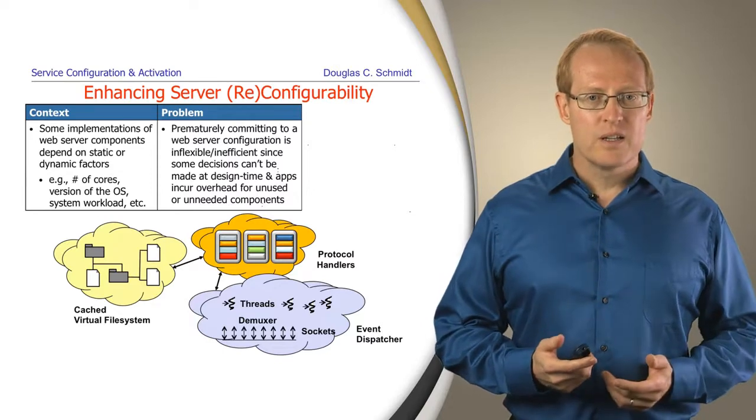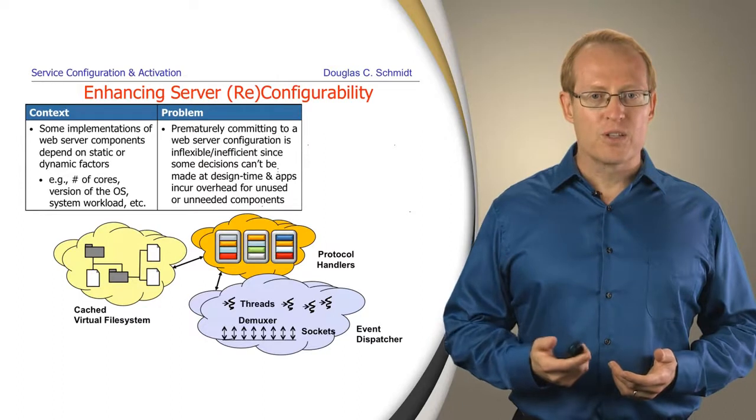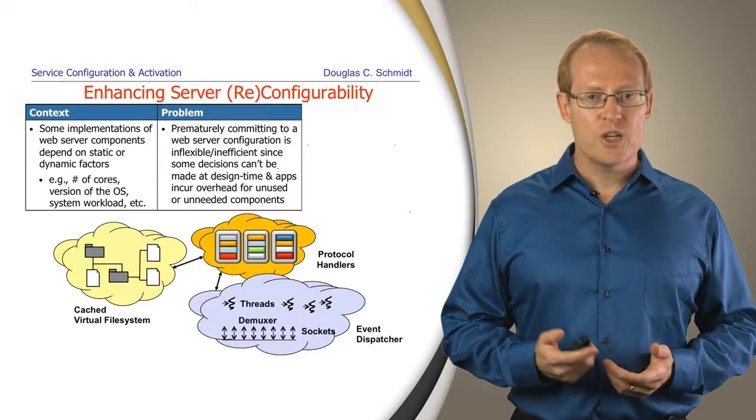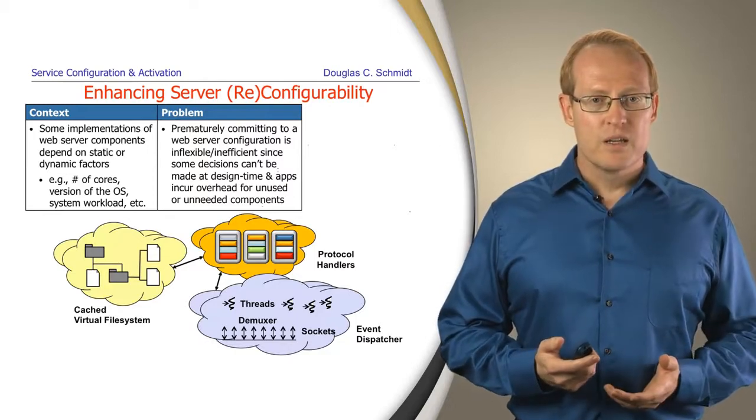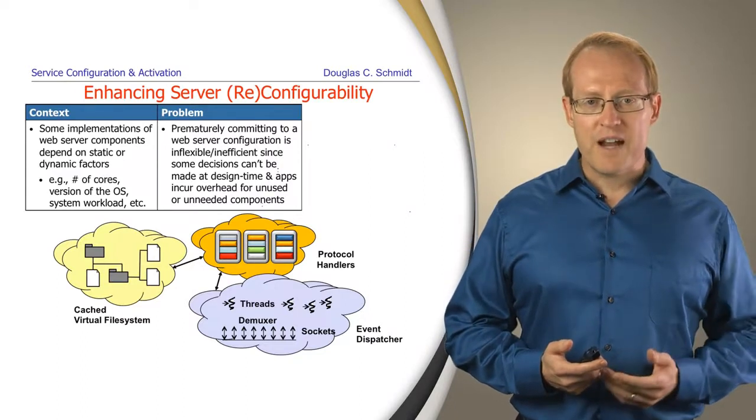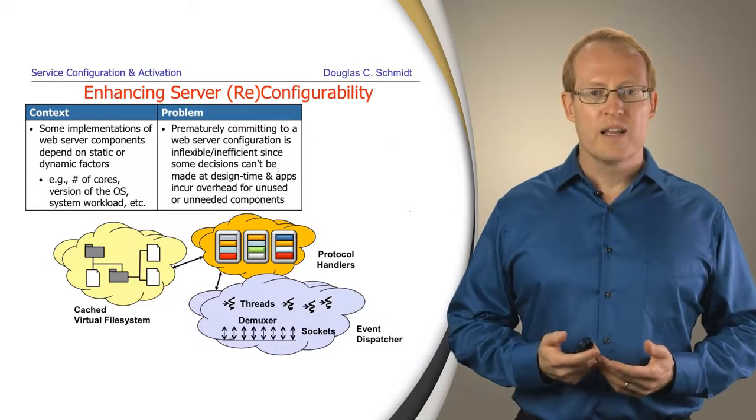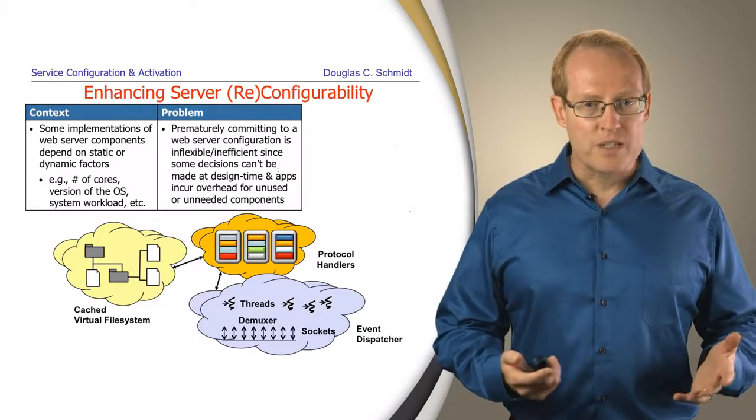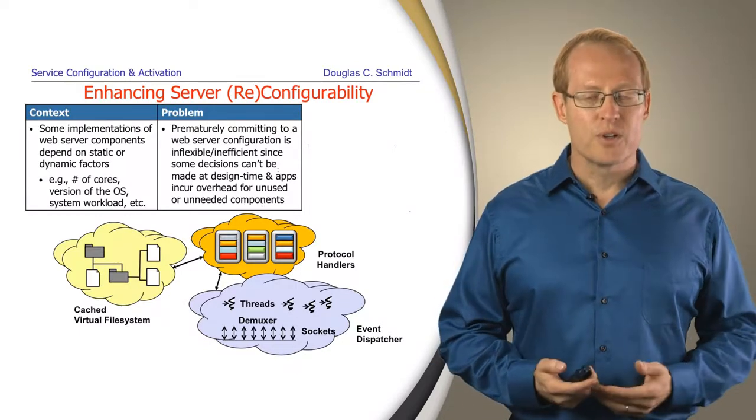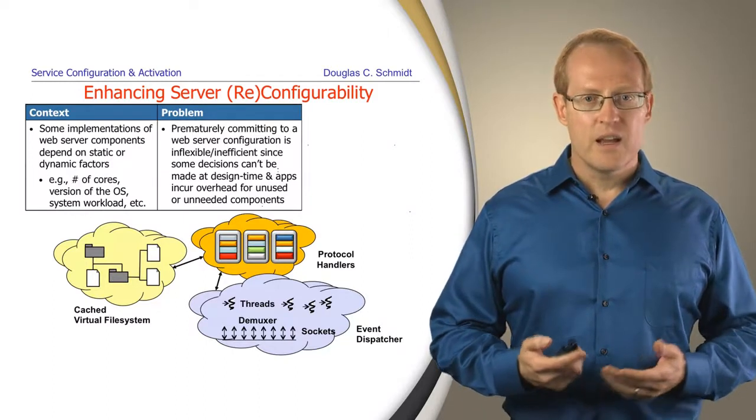To motivate this pattern, let's talk about enabling and enhancing server configurability and reconfigurability. The context for this is that some implementations of web server components depend on either static or dynamic factors. Some of the static factors include things like the number of CPUs or cores available when you start to run. Other factors include the version of the operating system that you may be using, which may have certain enhancements or certain optimizations enabled. More dynamic factors include things like what the network load is and the workload that's being sent by clients.